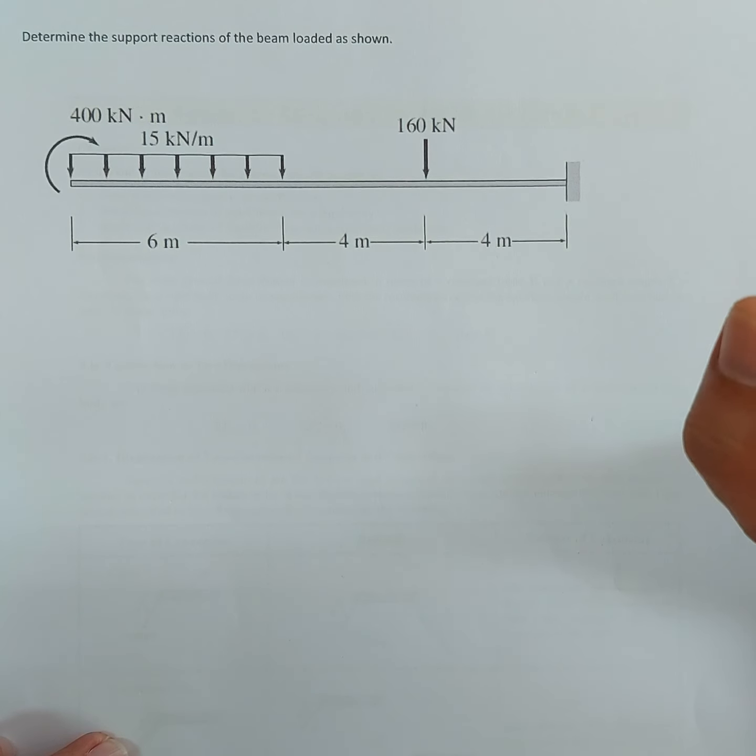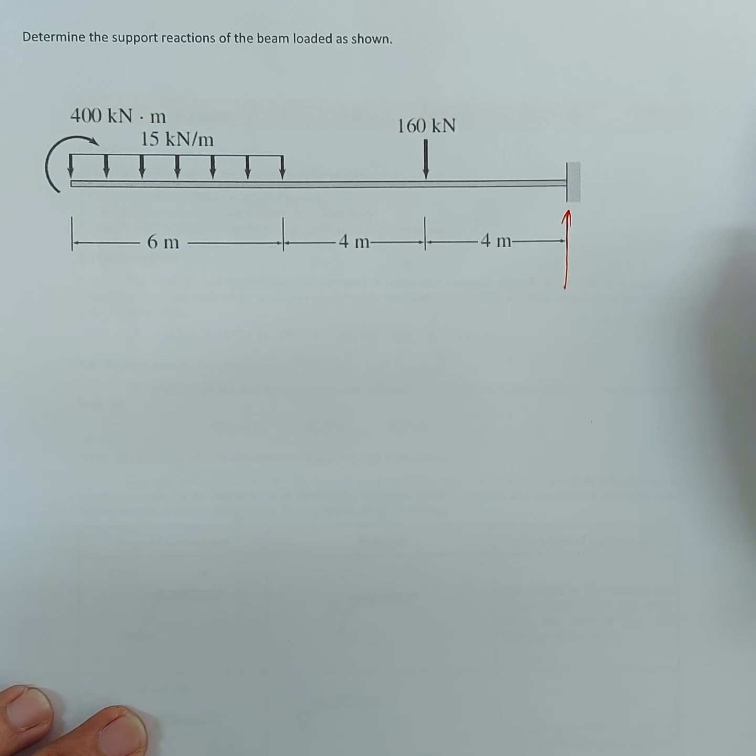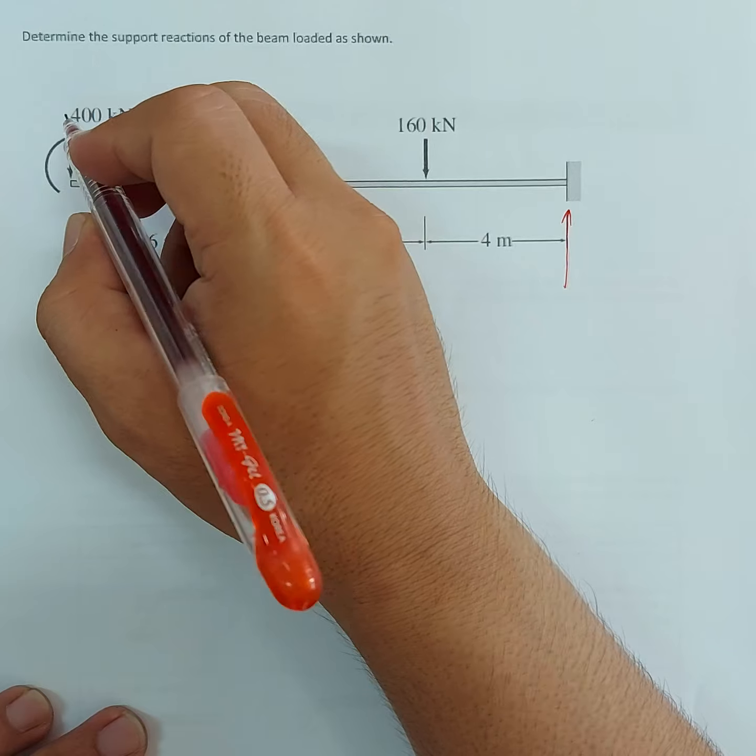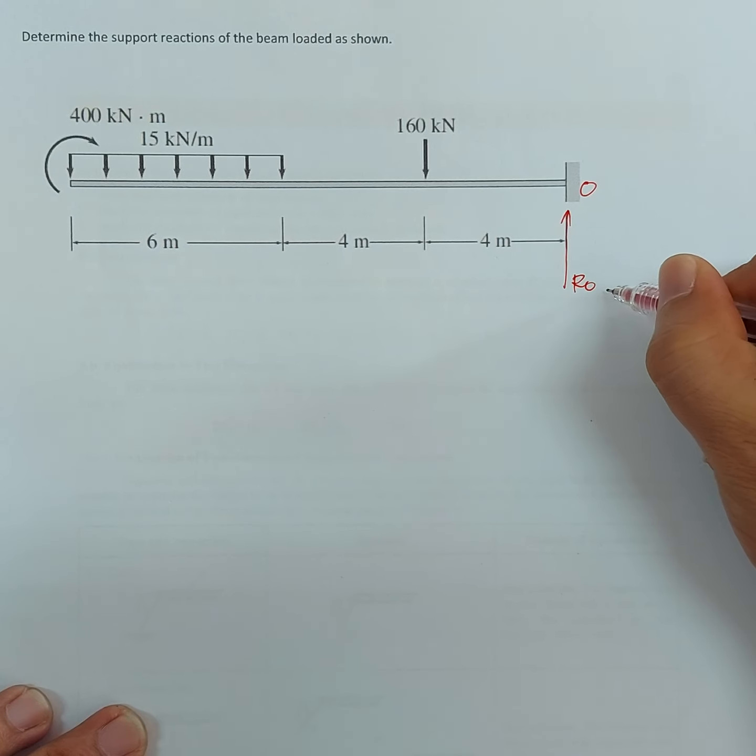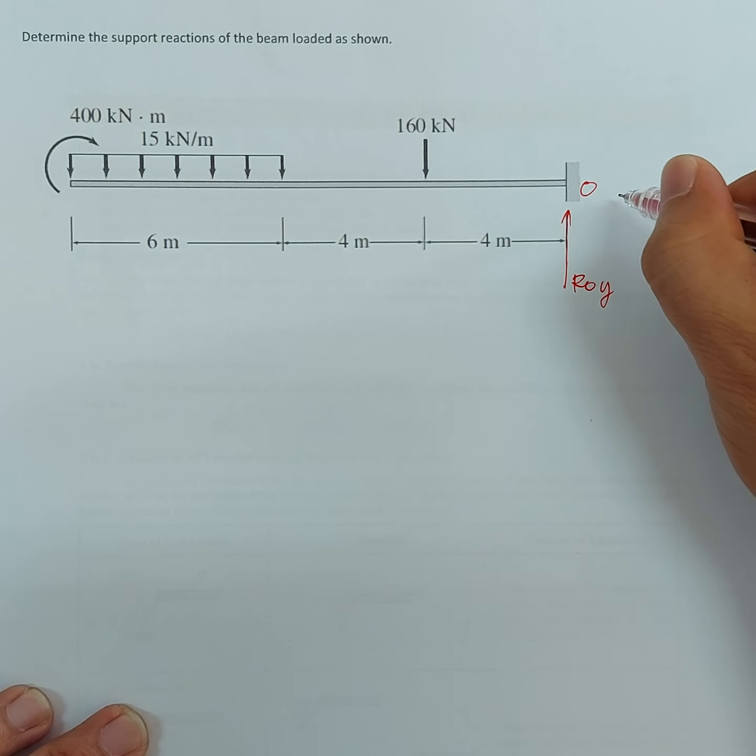Fixed support. So kapag fixed support, ilan yung reactions? Tatlo. So isang vertical component, horizontal component, and then we also have yung moment, no? So tatlo yung reactions niya dito. So suot na lang natin dito. So we have label na natin para let's say this is 0.0 na lang. So R, O, Y, and then we also have R, O.